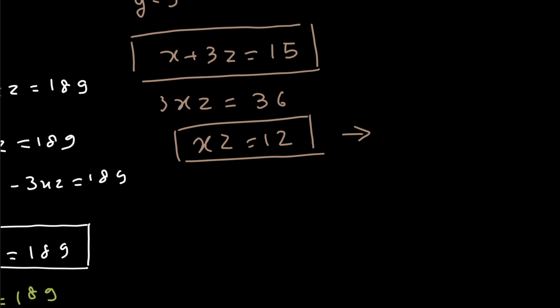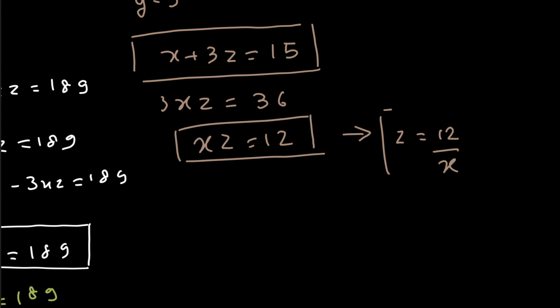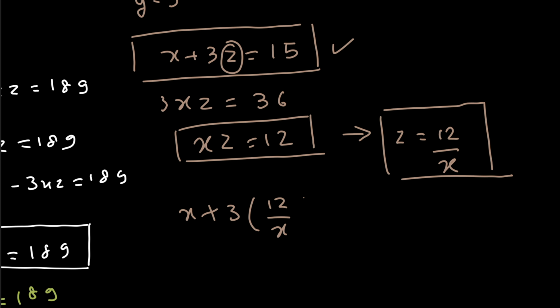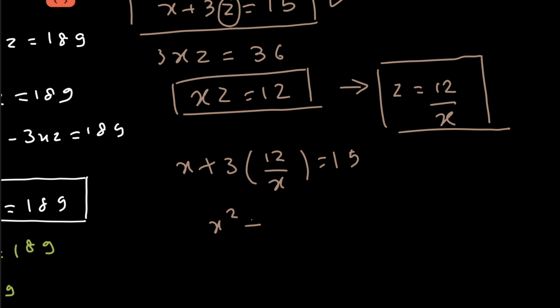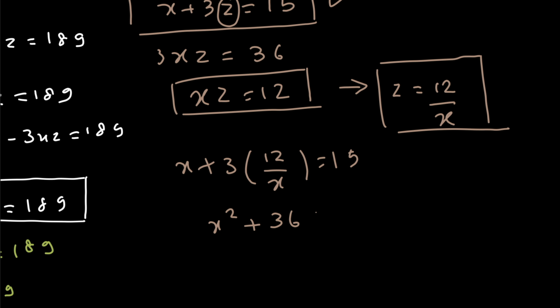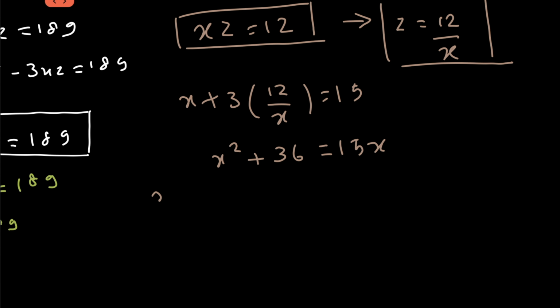Now let us find the values of x and z using these equations. From this equation we can simply say that the value of z is equal to 12 upon x. So here we have got the value of z in terms of x. In this equation we will replace z with this value. Therefore x plus 3 times 12 upon x is equal to 15. So we will get x square plus 3 into 12, 36, equals 15 times x, and if we simplify this, we will have x square minus 15 times x plus 36 is equal to 0.